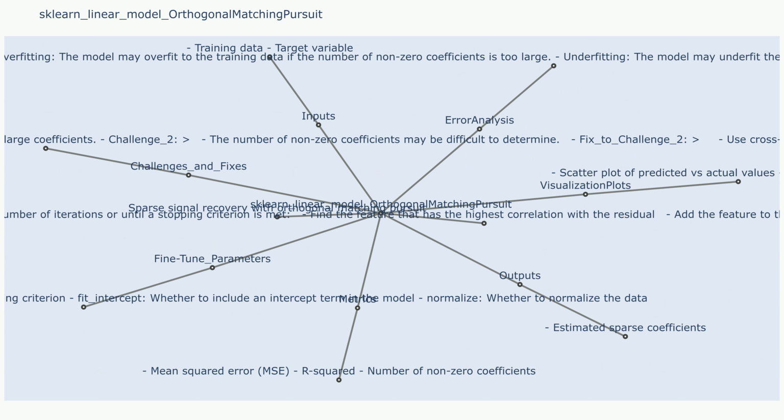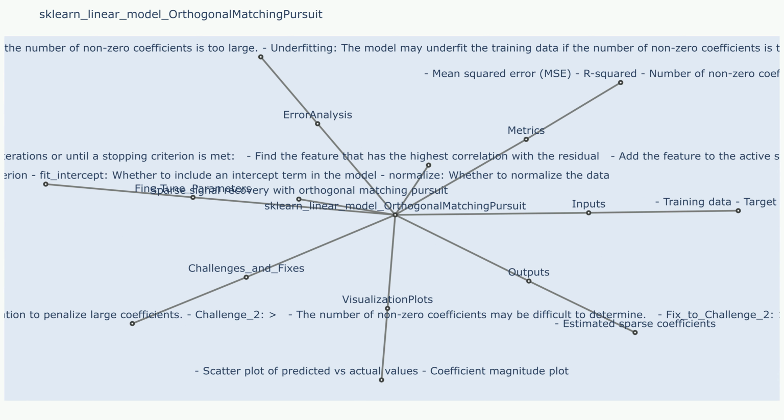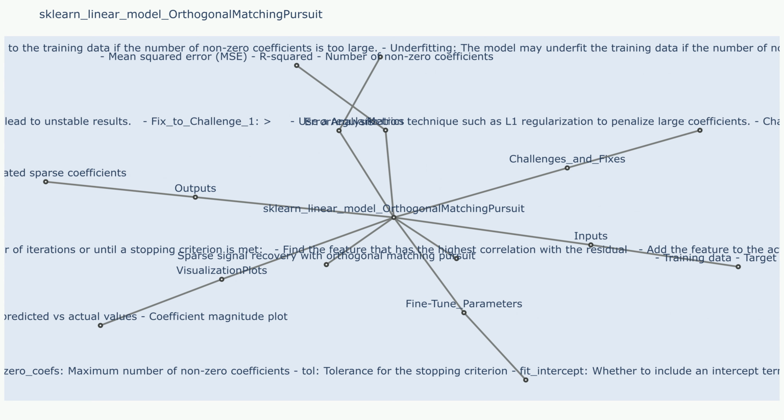Challenges and fixes. Challenge 1: overfitting. If the model is too sparse, it might overfit the training data and perform poorly on unseen data. Sample use case. A model with very few non-zero coefficients may perfectly fit the training data, but fail to generalize to new data. Fixes. Increase N non-zero coefs, allow the model to use more features, reducing the risk of overfitting.